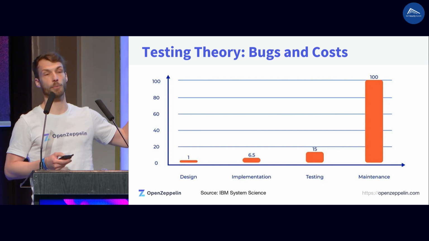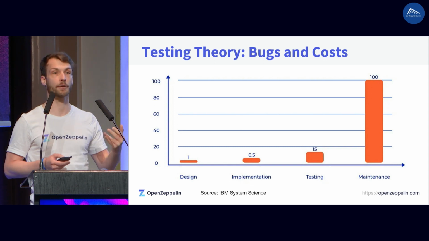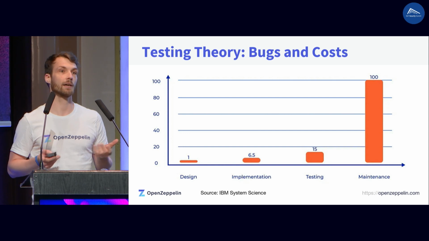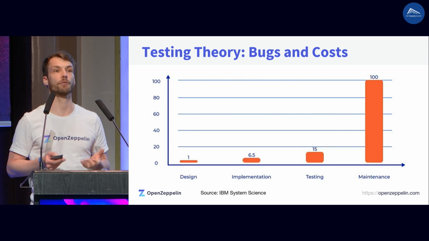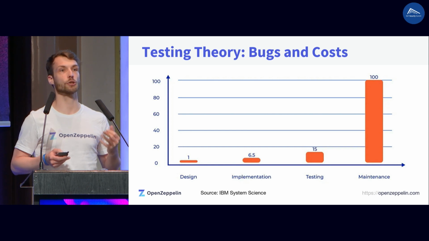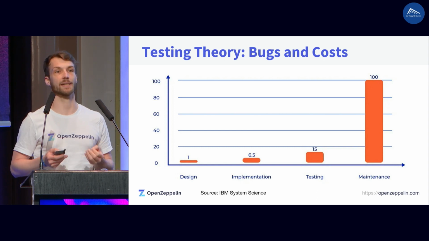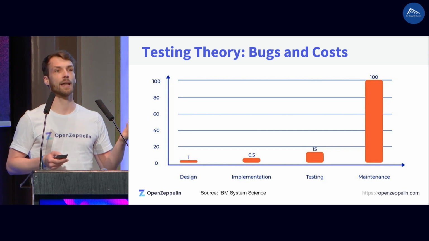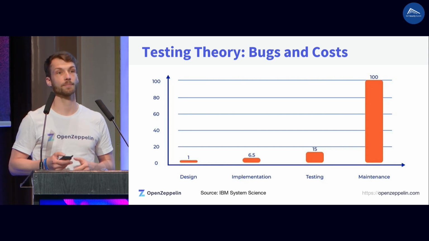And this is not even for blockchain systems, where the number 100 you see might be even higher because of the TVL attached to it. But this is already across arbitrary software systems. So in theory, everybody should basically do the best possible testing because the economics clearly tell you it will pay off. Now let's look at the practice.